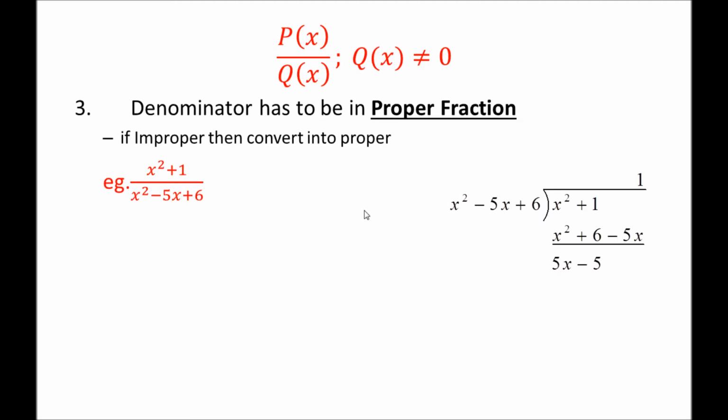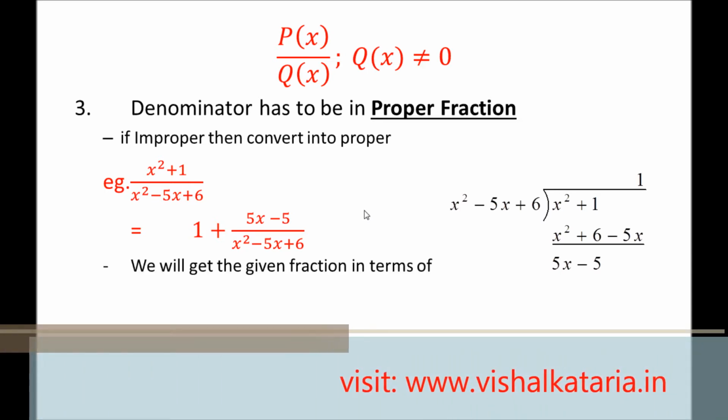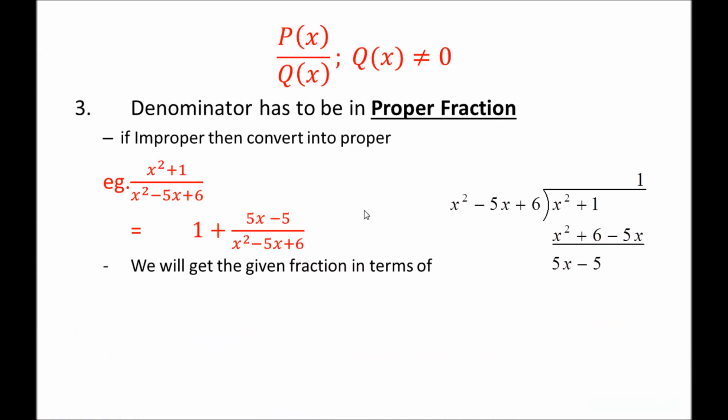By dividing, our quotient is 1 and the remainder is 5x minus 5. And the given fraction will become quotient plus remainder upon divisor. That is 1 plus (5x minus 5) upon (x squared minus 5x plus 6). After applying this step, we get the given fraction in the form of t(x) plus p1(x) upon q(x). t(x) can directly be integrated. p1(x) upon q(x) is now a proper fraction.